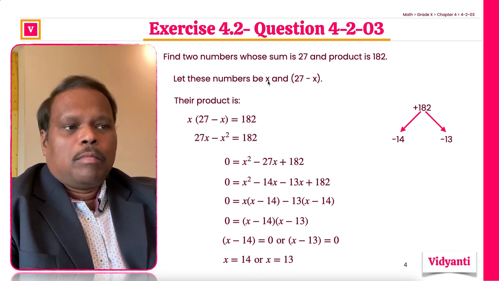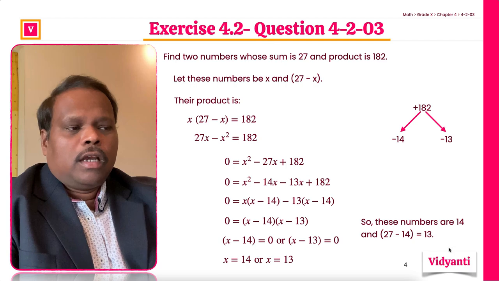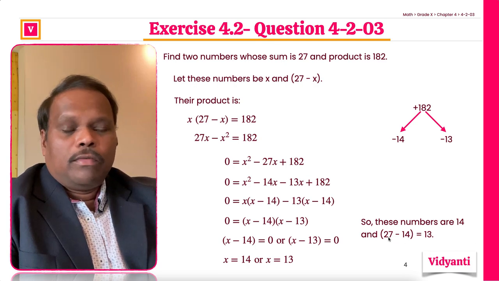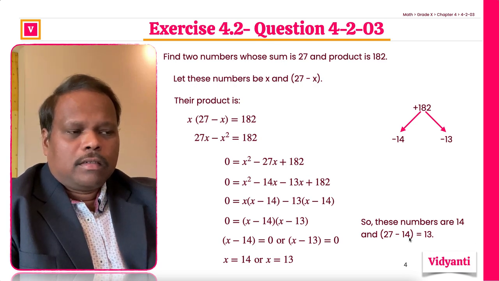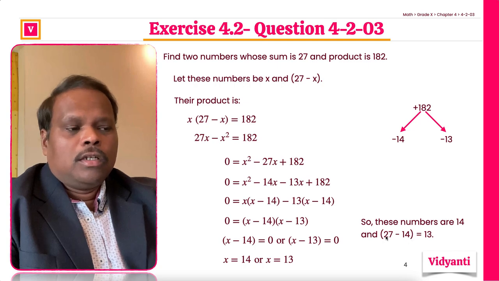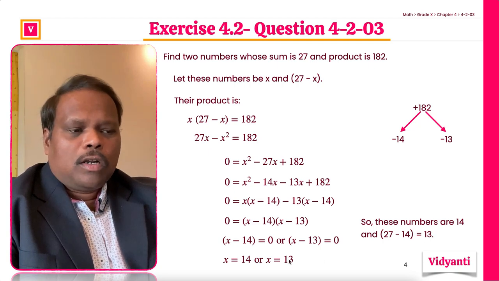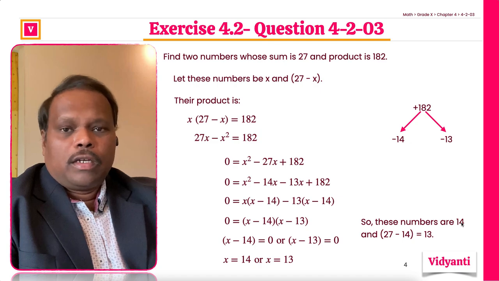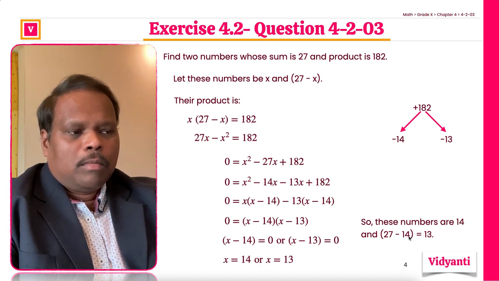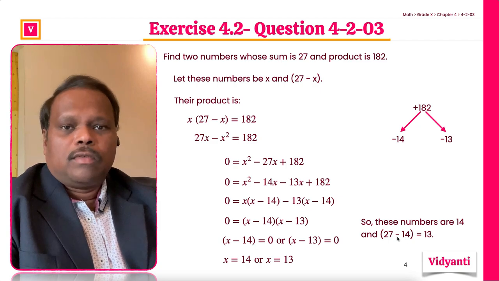So the number will be x, which is 14, and the other number will be 27 minus x. We just found out x as 14. So 27 minus x will become 27 minus 14. That's 13. Now you will say, oh, what about this number? Okay, you can take 13 here instead of 14. But then here we will have to substitute 13, and then this will become 14.